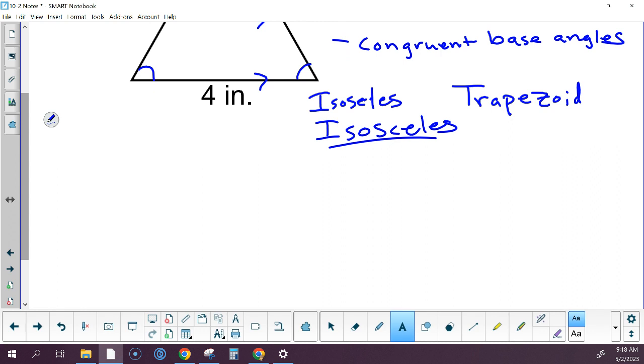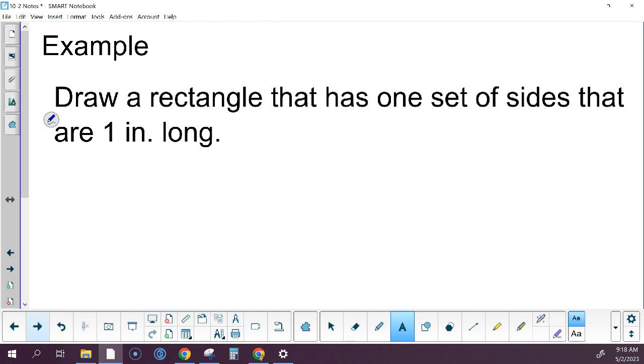And then we just have one more thing to go to. This doesn't give us a whole lot of direction. It just says draw a rectangle that has one set of sides that are 1 inch long. So everybody's could be a little bit different. As long as we have a side that's 1 inch on that side, and then this could be however we want. This could be 5 inches, as long as we have 4 right angles, just like that. So really this side can be any length that you want, the longer side, or you could even make it a shorter side if you want.